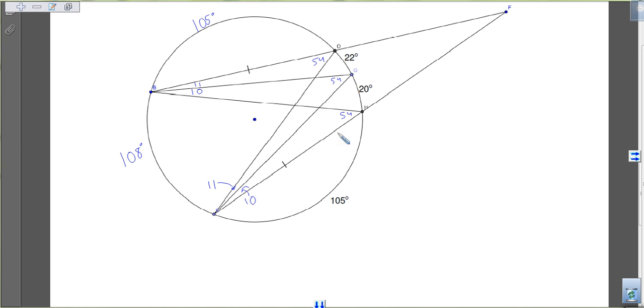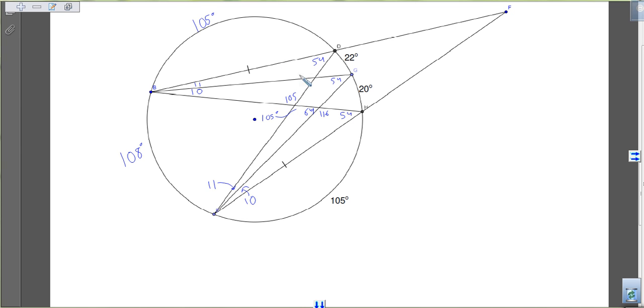I'm just going to start in a spot, 54, 10. That means this is 116. That means this is 64. So then that angle right there is 105. And then I'll see the same thing occur on the other side, about 105.